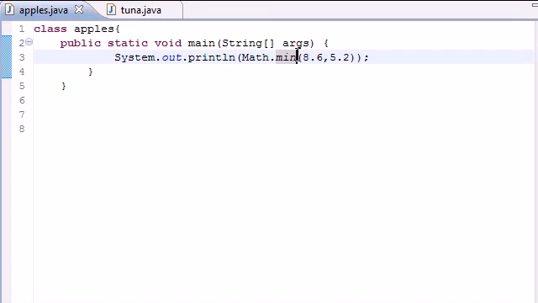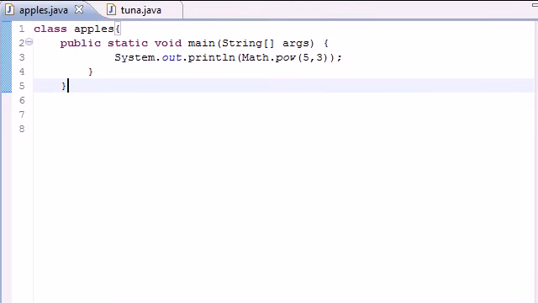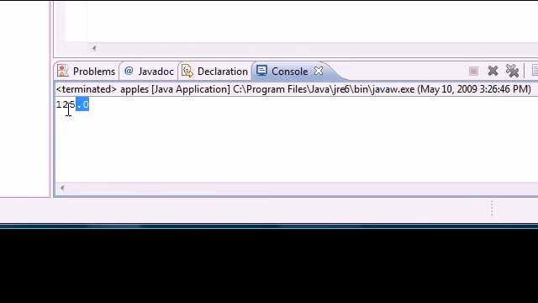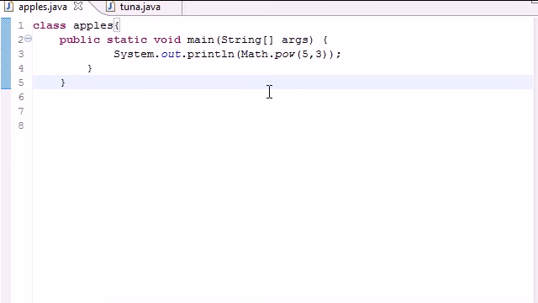Again, our power function, which takes power, and say you want something like 5 to the 3rd power, you would use 5 for your first argument and 3 for your next one. Again, when you run this, it's the same one we used in our compound interest calculator. It gets 125, since 5 times 5 times 5 is 125.